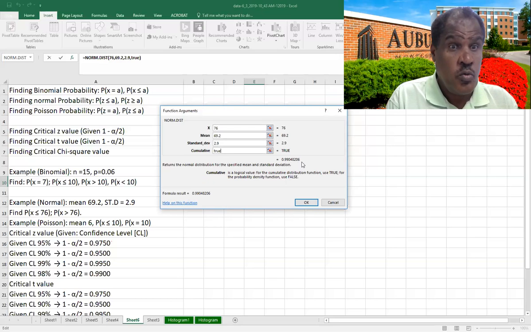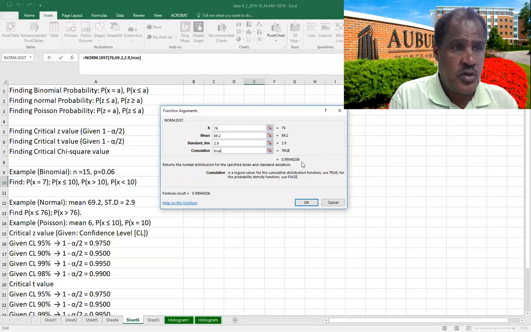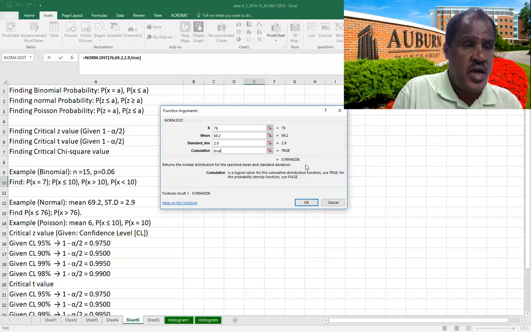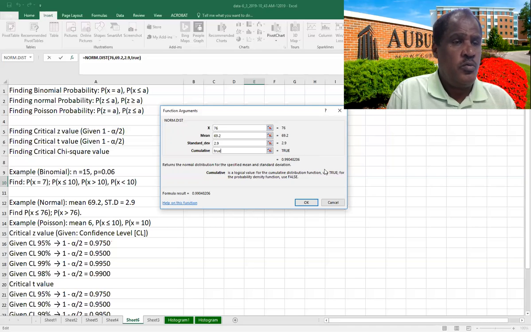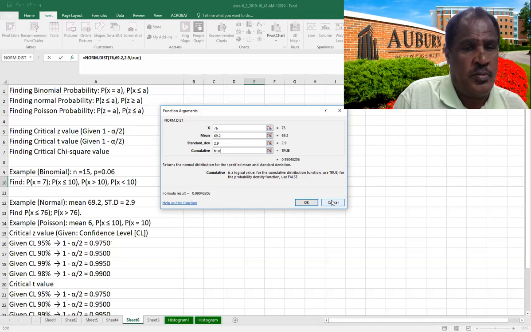It also means only 1% of Americans have height more than 76. If you want to find the probability that X is greater than 76, you just need to subtract this number from 1. 1 minus this number will be 0.01, which is 1%. So that's how you find normal probability.